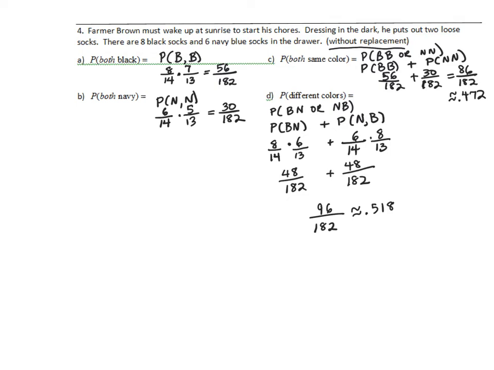So he's more likely to pick a different colored socks than he is to pick a matching pair. But again, the probabilities are really very close to 1/2. So I thought that was an interesting problem. Let's try another.